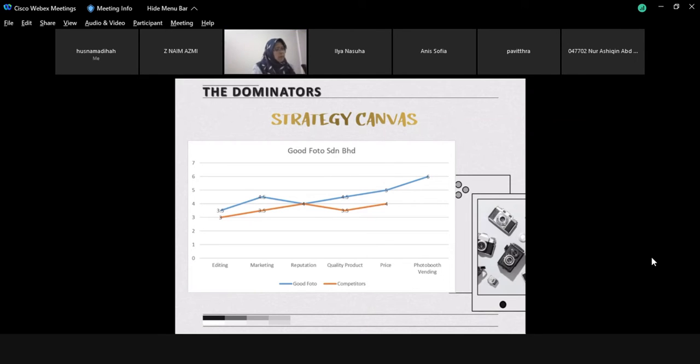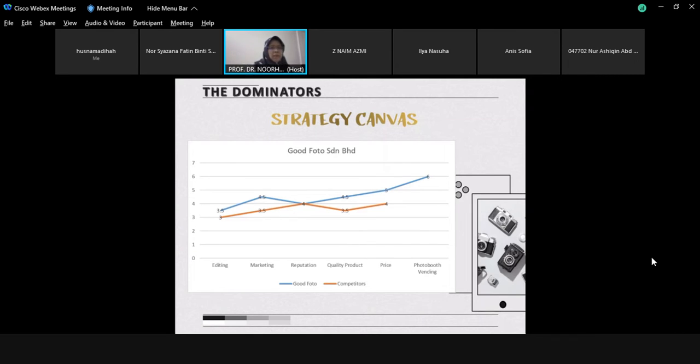Let me call Nur Shazana Fatin from Superior. It's a very small class, so it's very unlikely you can escape. Nur Shazana, what do you think of this strategy canvas? Can you explain to us? What are they saying? What is this group telling us?